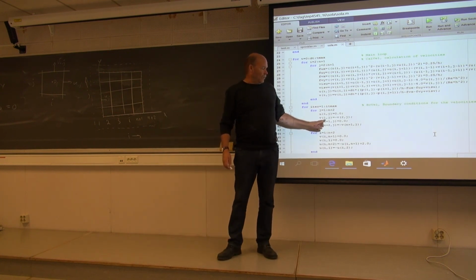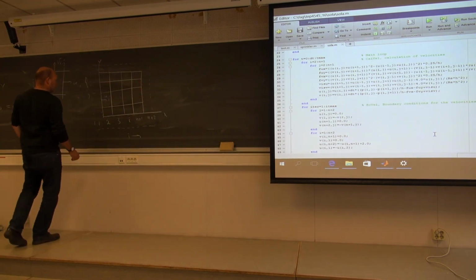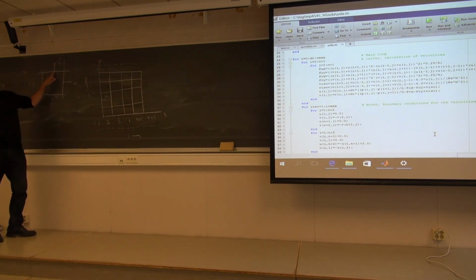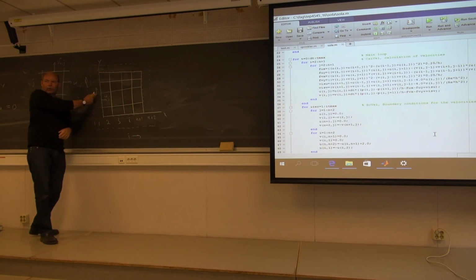What about the v number 1? V number 1, that's the velocity in the y direction. V is located at the top. So for this cell, number 1, we have a velocity up here, half a cell inside the wall.